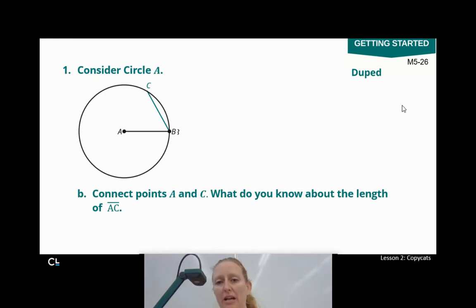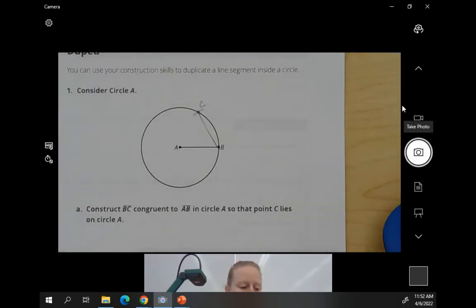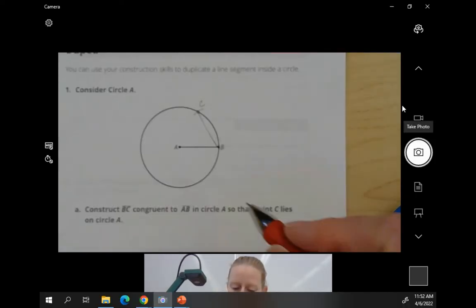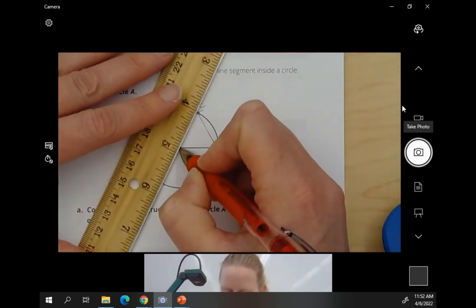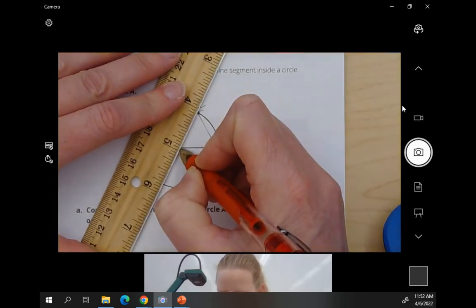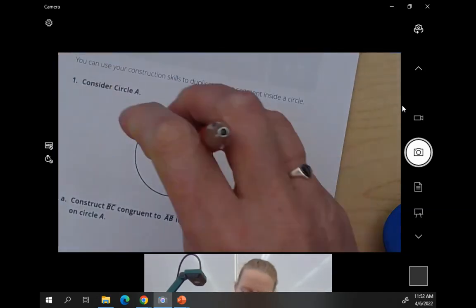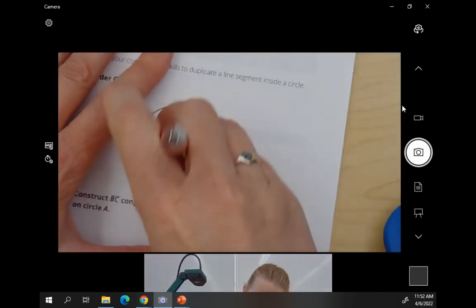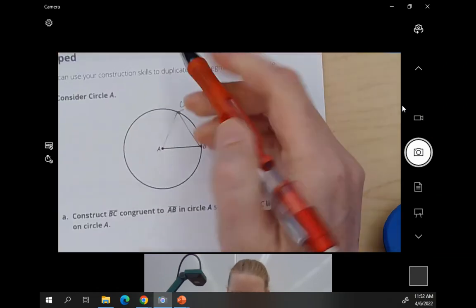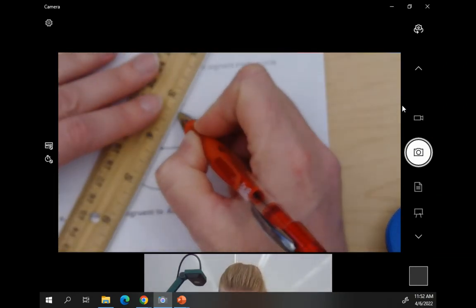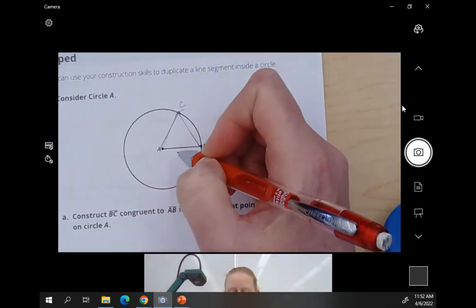All right, I'm going to come back to my diagram here. They're just saying to connect points A and C. I can do that. I'll connect points A and C. And it says, what do you know about the length? This is not my best connection. I'm going to be fussy. I want it to be better. I'm going to go from C to A. Maybe that'll be better. Yeah, that's better.